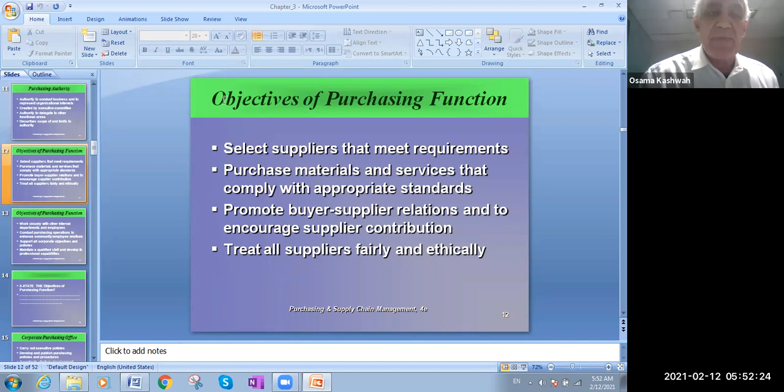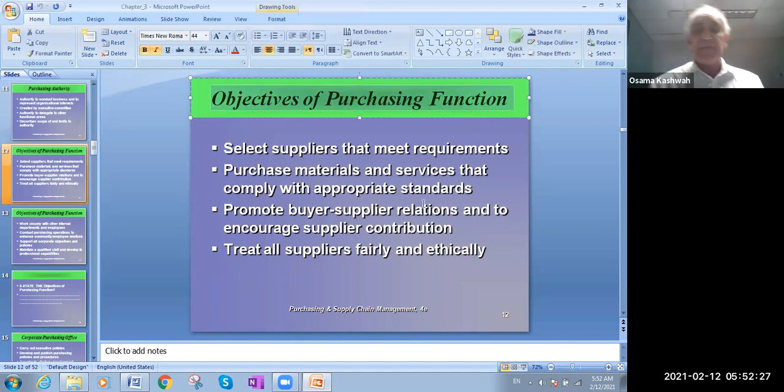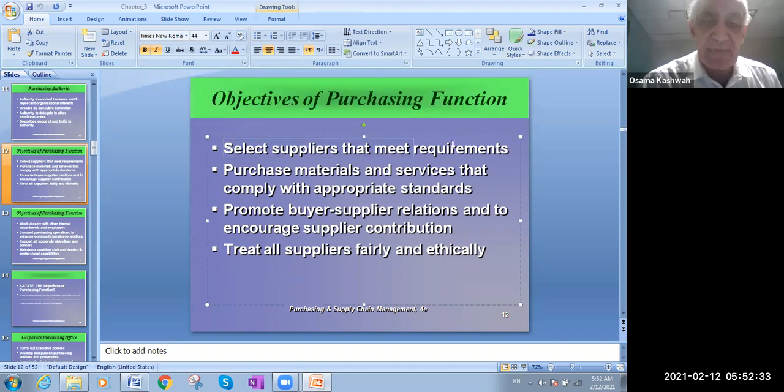The objective of purchasing function. Select suppliers that meet requirements. What are the objectives? What are my goals of the purchasing function which I'm doing? To select the right supplier, this is the first thing. Purchase materials and services that comply with appropriate standards. Purchase the right materials in the right time and from the right place. Promote buyers suppliers relationship and encourage suppliers contribution. Treat all suppliers fairly and ethically.